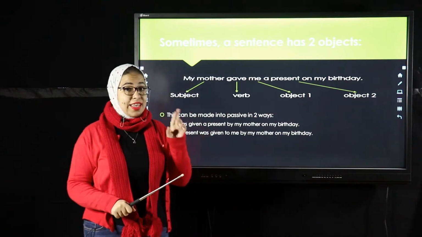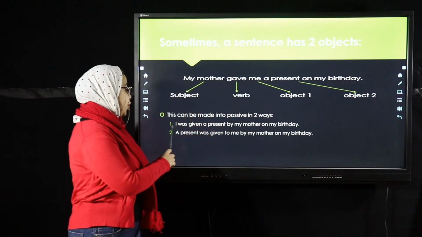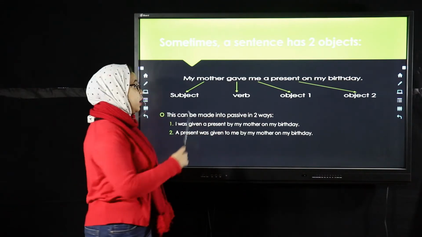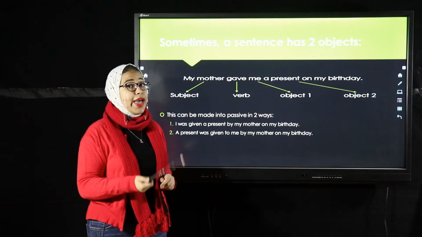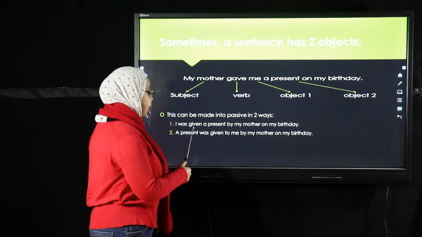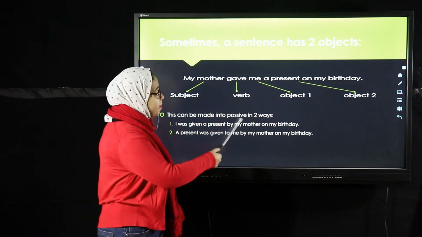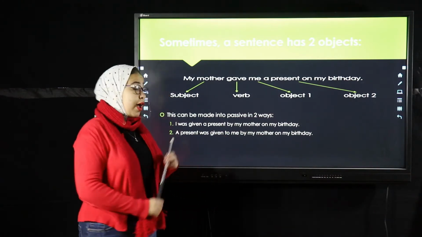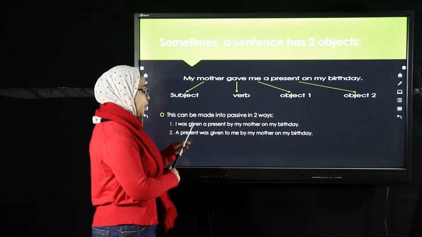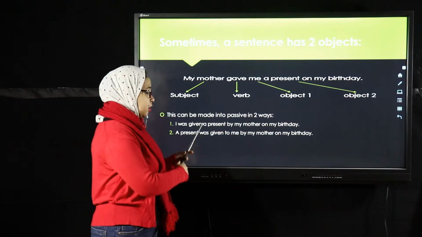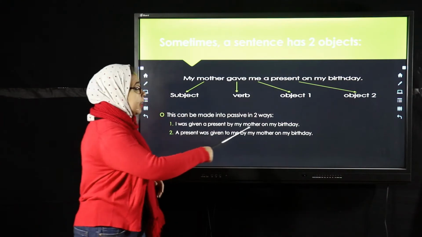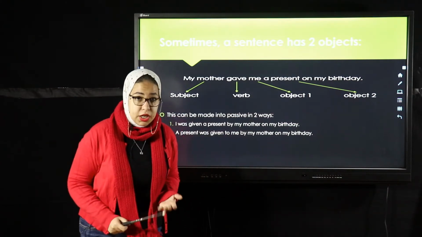So this sentence can be done in two ways. I can put the first object at the beginning, it becomes I, and then gave, that's the past simple, so I add was or were. I was, and then the past participle, given a present by my mother on my birthday. So I started with object number one, added verb to be and the past participle, then the second object, and then by my mother, or by and the subject, and then I completed the sentence normally.